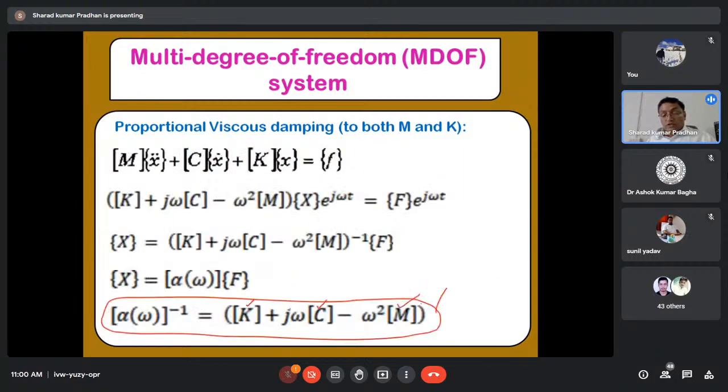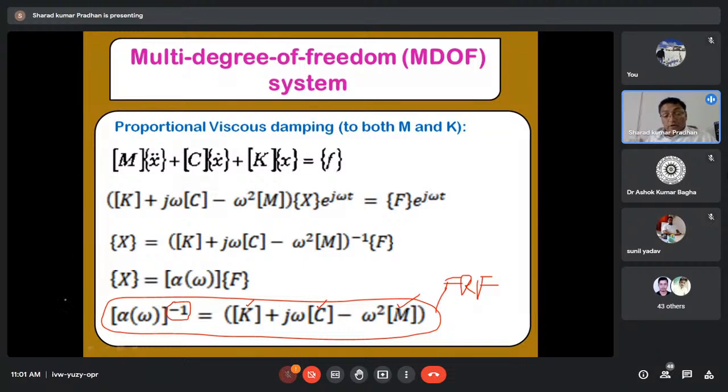So this is one formula which you should remember. So this is the FRF formula. Reciprocal of FRF, because here I have written -1. And the reciprocal of displacement FRF is nothing but dynamic stiffness. So you may call that this formula is of dynamic stiffness.